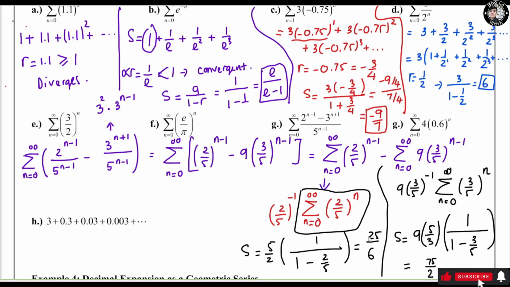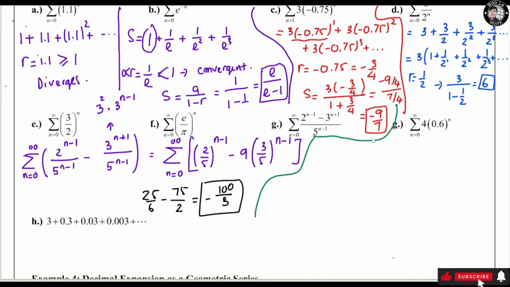Now I'm going to combine these two, 25 over 6 and 75 over 2. So you have 25 over 6 subtract 75 over 2. The answer must be negative 100 over 3. Now let's take a look at this question. We need to populate this one.